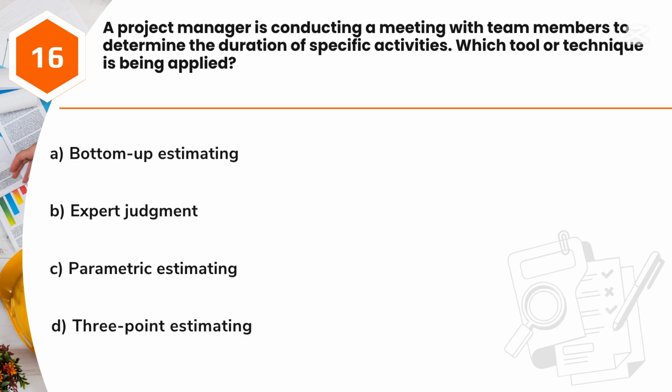Question 16. A project manager is conducting a meeting with team members to determine the duration of specific activities. Which tool or technique is being applied? A. Bottom-up estimating. B. Expert judgment. C. Parametric estimating. D. Three-point estimating.